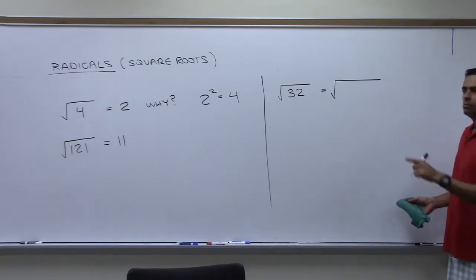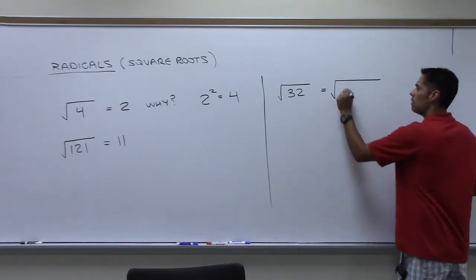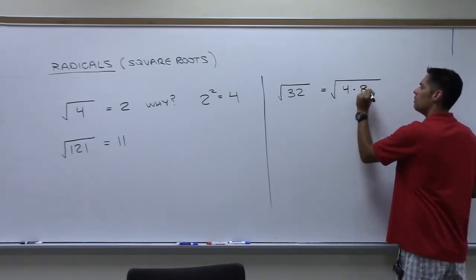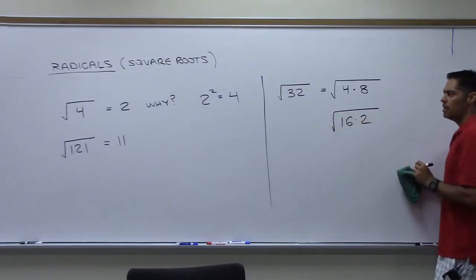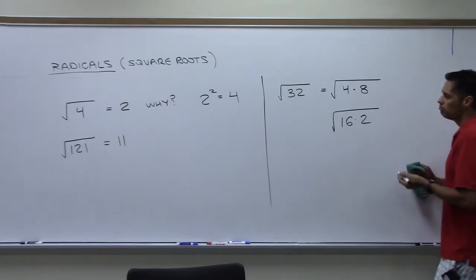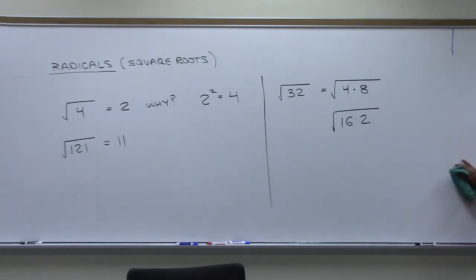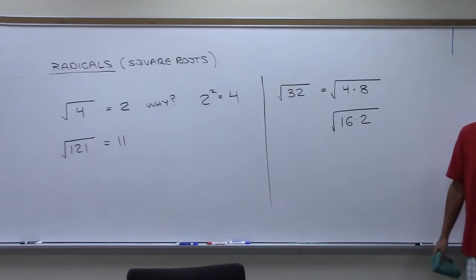4 and 8. 4 and 8? Can anyone think of something else? 16 and 2. 16 and 2 would have worked. Anything else? I think that's it, right? 32 and 1, but we said don't consider that. So those seem like the only two that we can come up with. Do you agree?